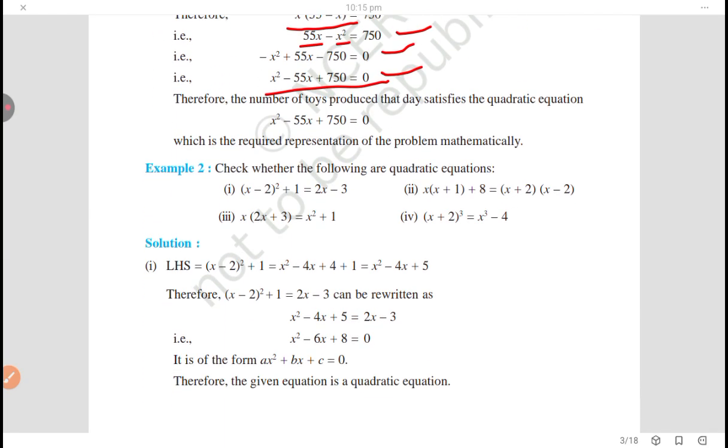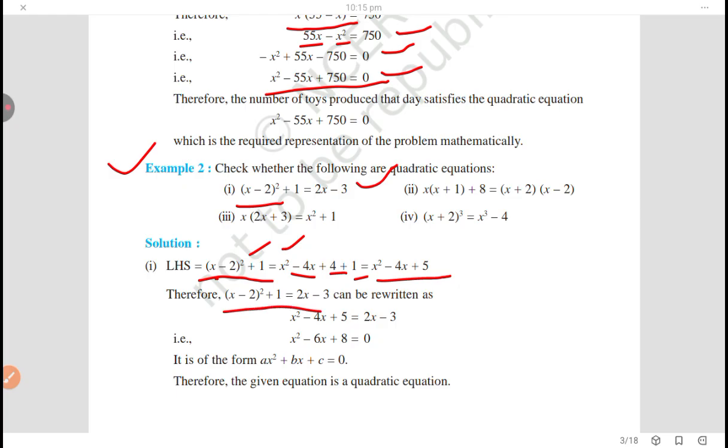Next, check whether the following are quadratic equations. Example 2. First question, x minus 2 whole square plus 1 equal to 2x minus 3. So x minus 2 whole square, you know the formula for a minus b whole square. This can be written as x square minus 2 into 2 into x, that is 4x, plus 2 square, which is 4, plus 1. So the left hand side is x square minus 4x plus 5.